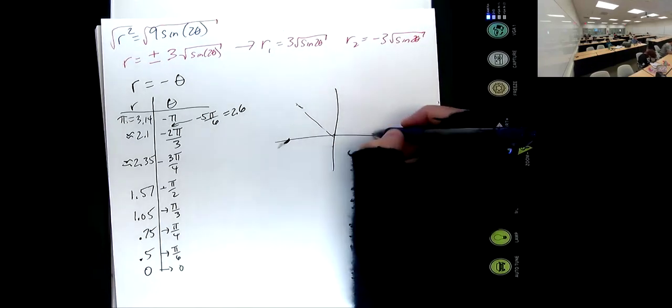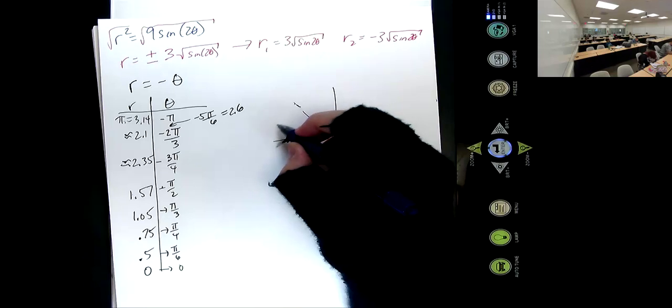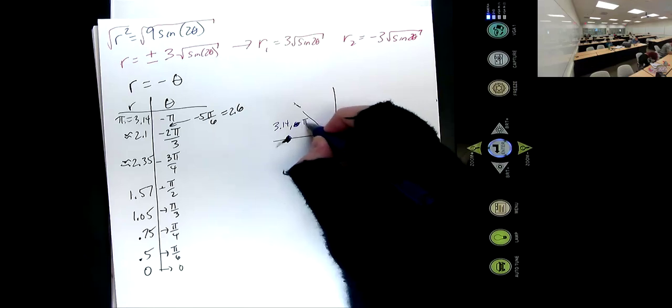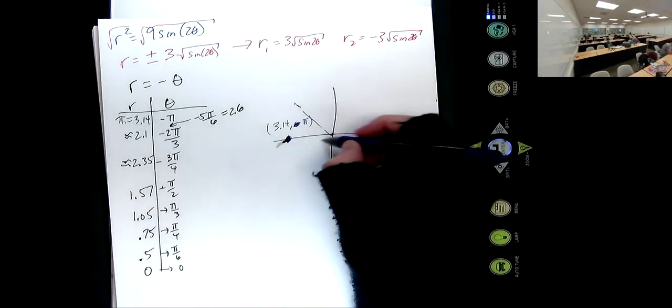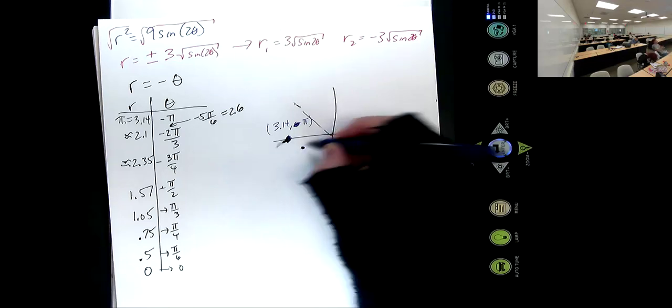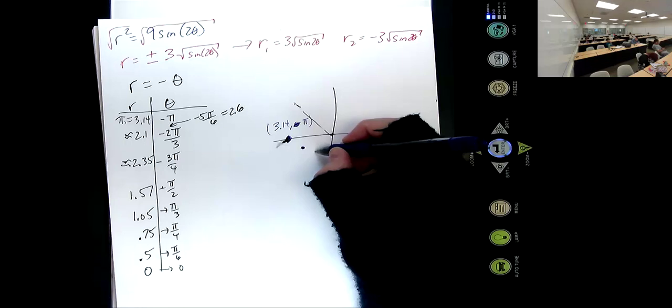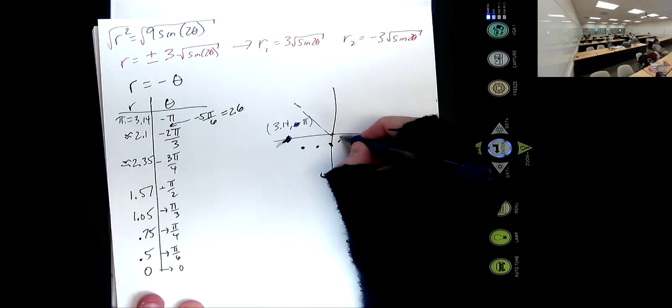So negative pi would be over here, and we're going out a distance of 3.14. That's my 3.14 and theta for negative pi. Next one would have been negative 5 pi over 6, which is about 2.6. It's a little bit more inward. You're going to see this keeps going inward, and when we get down to 0, we're all the way down right there.